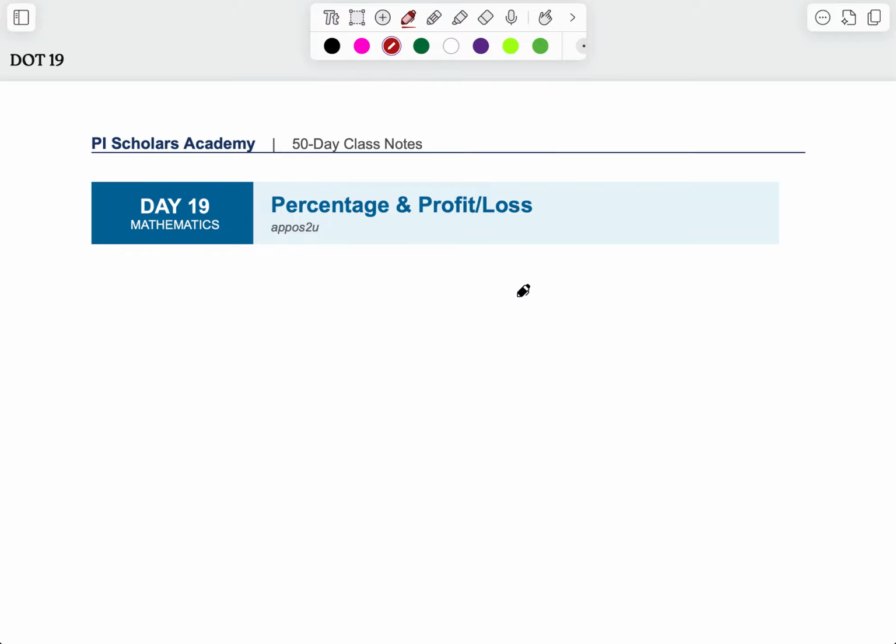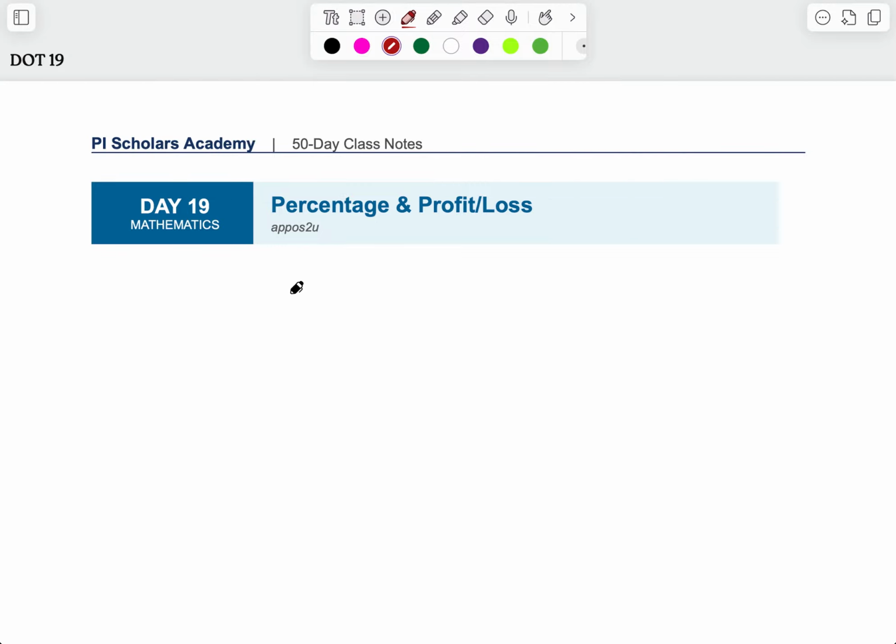In today's class, we're going to be talking about percentage and also profit and loss. So quickly, what is percentage? Percentage is a way of measuring or quantifying something over 100.